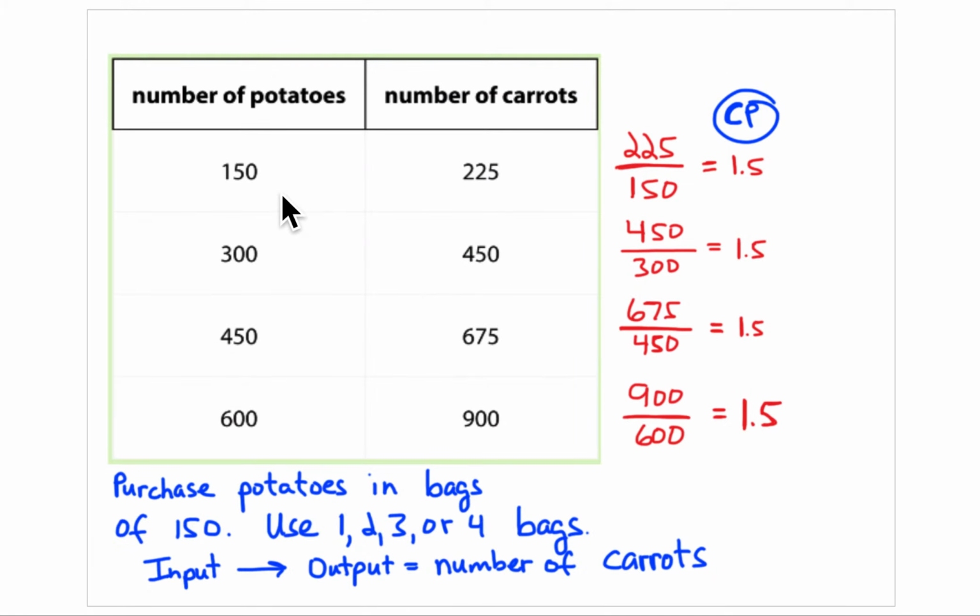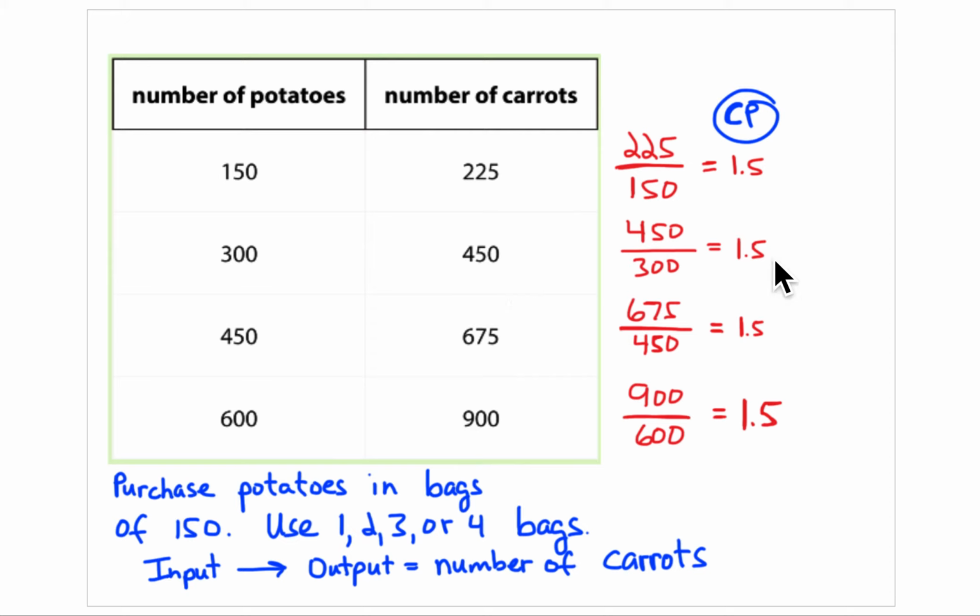All right, let's say that you get batches of potatoes in 150 potatoes per bag. So you get a bag of potatoes in. How many carrots do you need to make that batch of stew? You need 225 carrots. 225 divided by 150 is 1.5, 3 halves. So 3 halves times 150 is equal to 225 carrots. Let's say that you have 2 bags of potatoes. Then you would need 450 carrots.